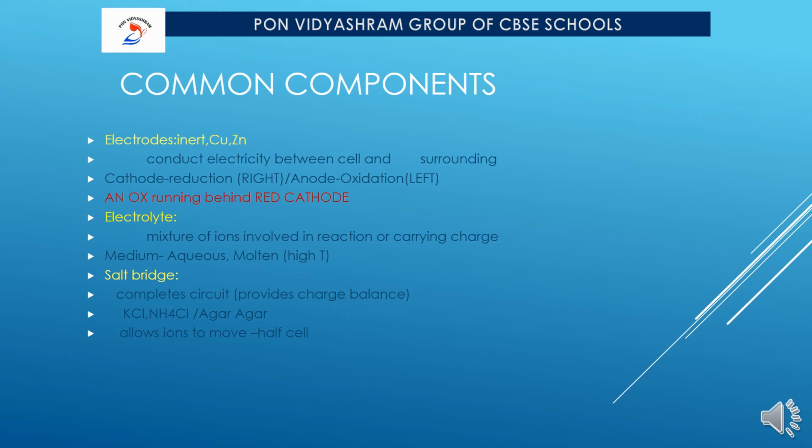Under electrode, two things. One is the active electrode, the second one is the inert electrode like platinum. Active electrodes are copper, zinc, etc. The second factor is the electrolyte. It is a mixture of ions involved in a reaction or carrying charge. For example, copper sulfate, Cu2+ and SO4 2-.